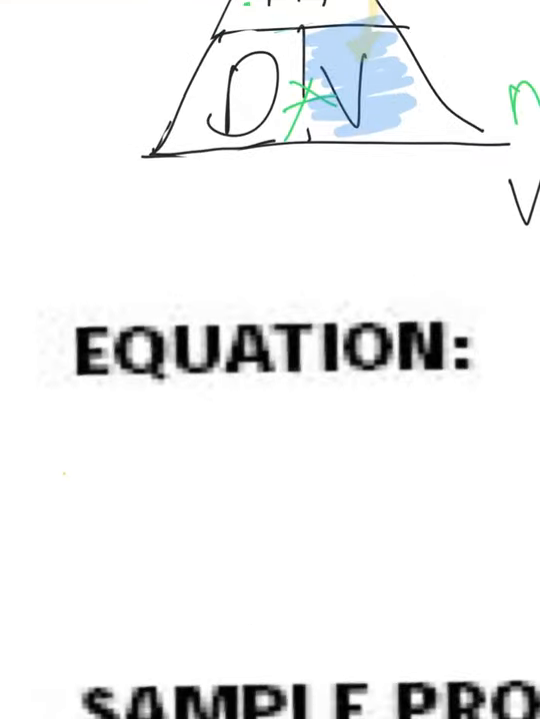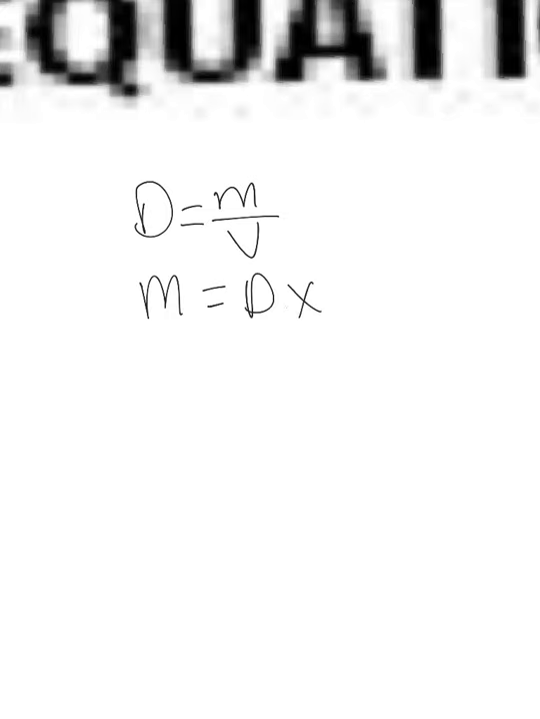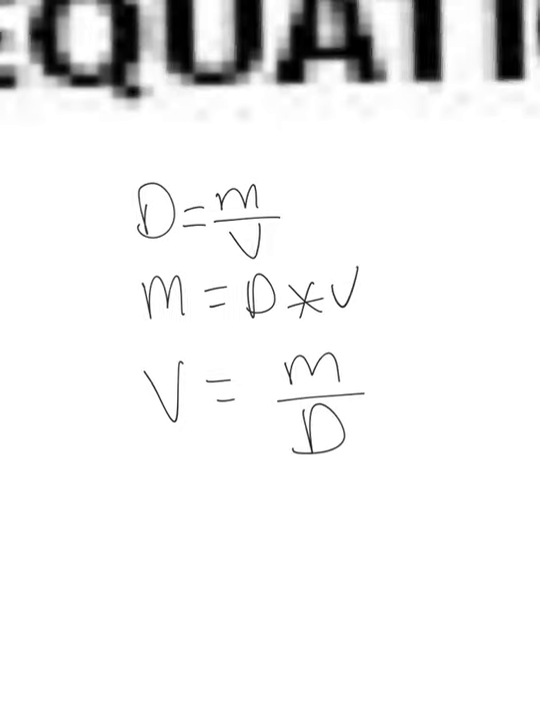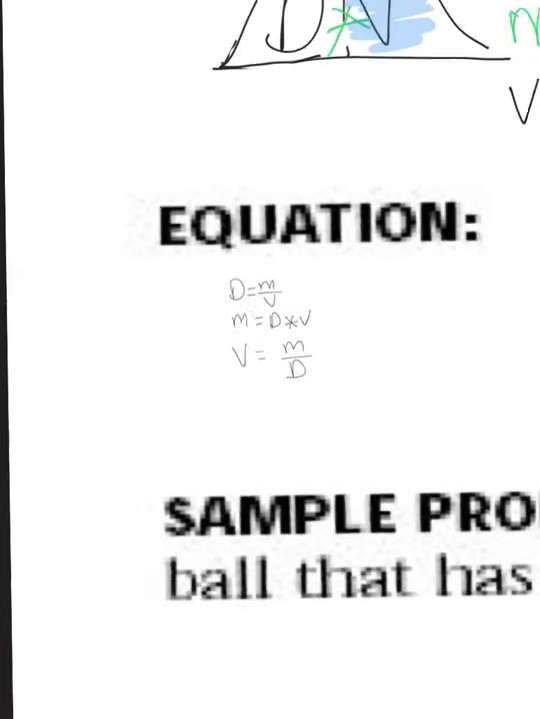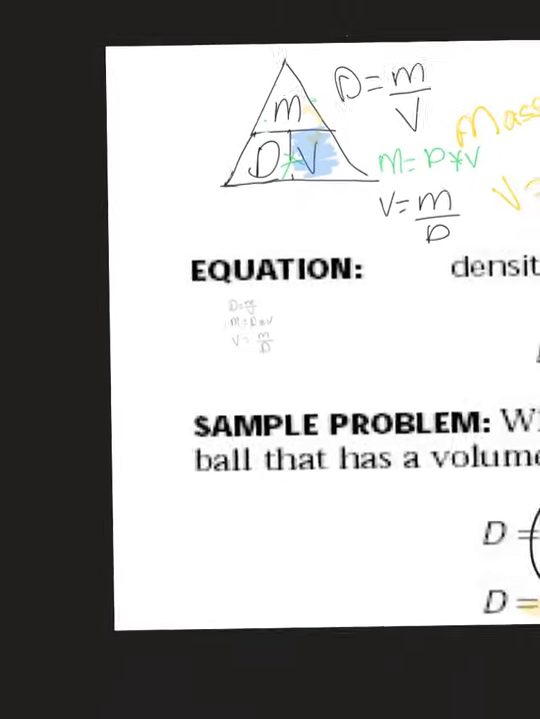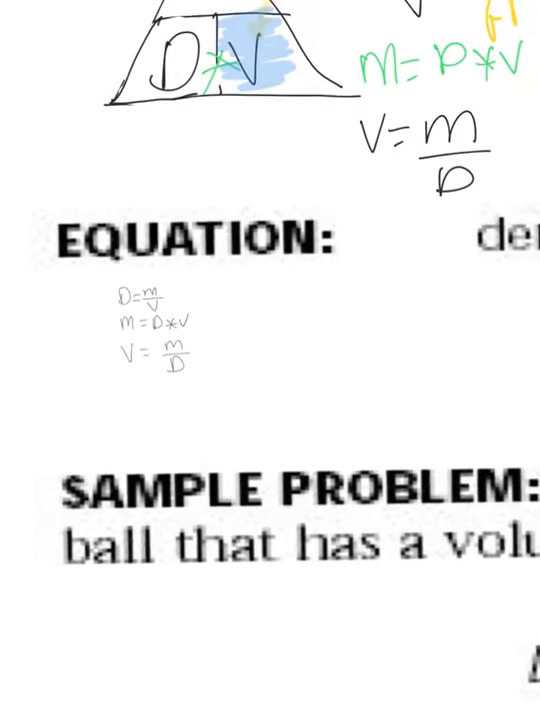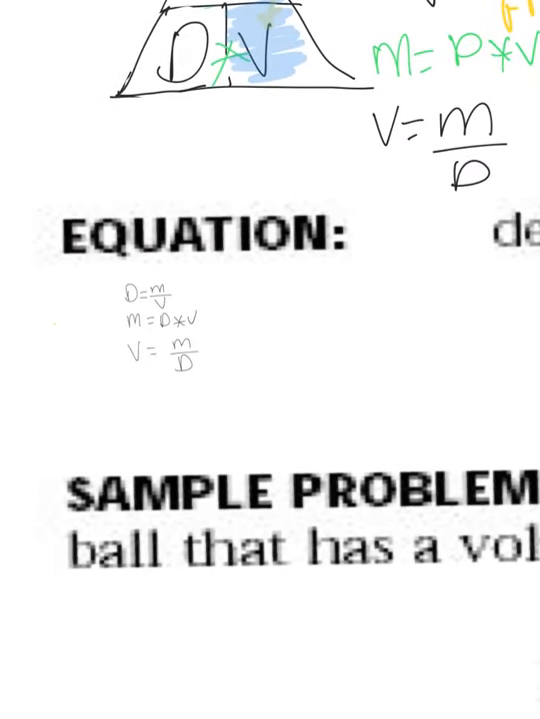So let's just go over that one more time, make sure you understand it. Density is equal to mass over volume. Mass is equal to density times the volume. And volume is equal to mass over density. And of course, don't forget your units. If something's in mass, it's going to be grams or kilograms depending on the problem. You're going to make sure you do your density in the right units, and you're going to make sure you also do your volume in the right units.